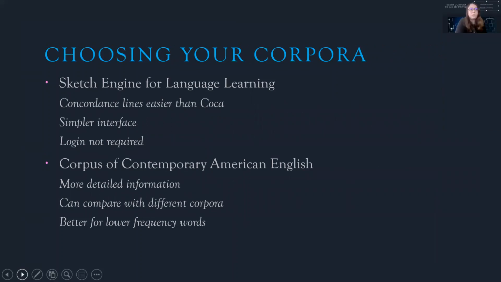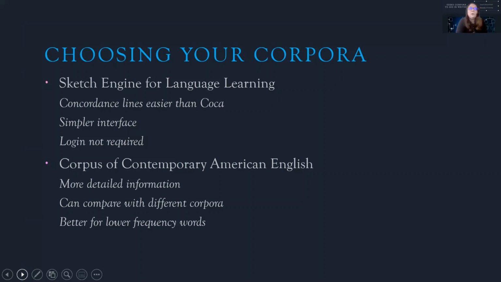So the two corpora that I work with quite often that are easily searchable are Sketch Engine for Language Learning, or SKELL, and COCA. I like using SKELL with the students if I'm asking them to search because the concordance lines are easier to understand than on COCA. The interface is a lot simpler and you don't need to log in. Sometimes students are not the best at creating accounts, so to avoid having to explain that, if they can use SKELL, no problem.